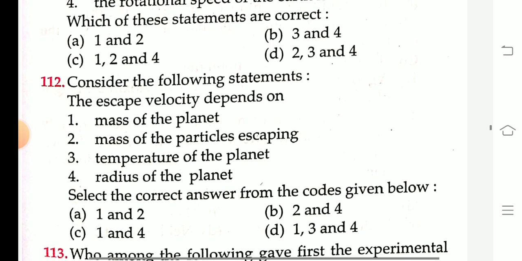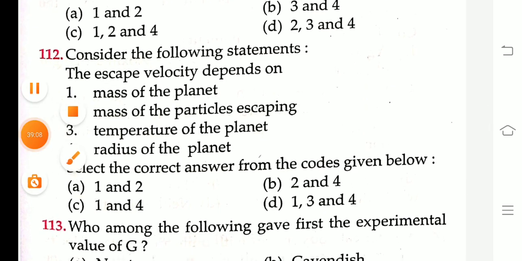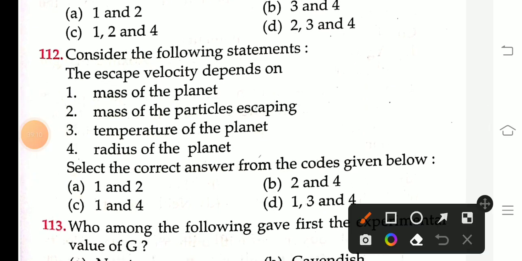Consider the following statements. The escape velocity depends on the mass of planet, mass of the particle escaping, temperature of the planet, radius of the planet. Right answer will be option C.